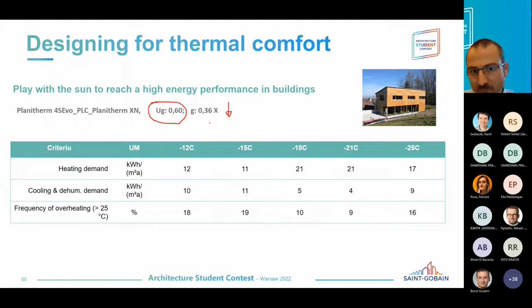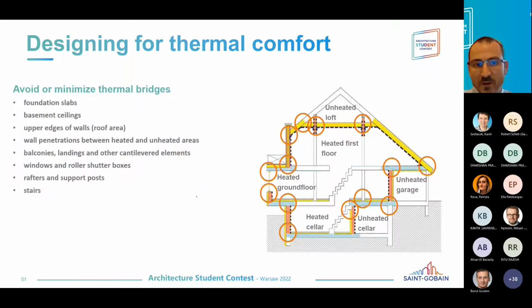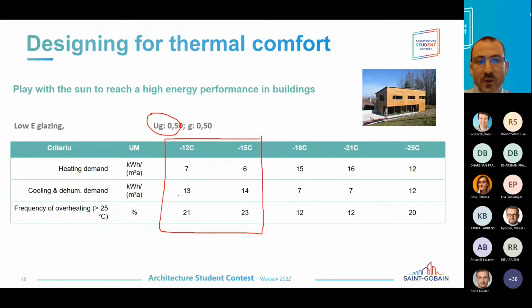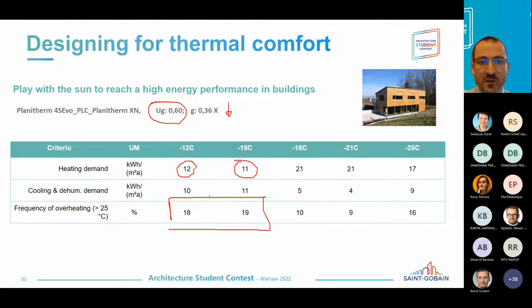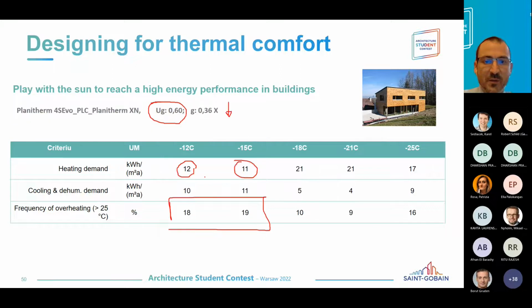And well, you can see here the decrease of the frequency of overheating. There is an increase in the heating demand, but on the other hand, there is also a decrease in the cooling demand. So from 13, 14, I'm decreasing to 10, 11, while for heating, I'm increasing from 6, 7 up to 11, 12.